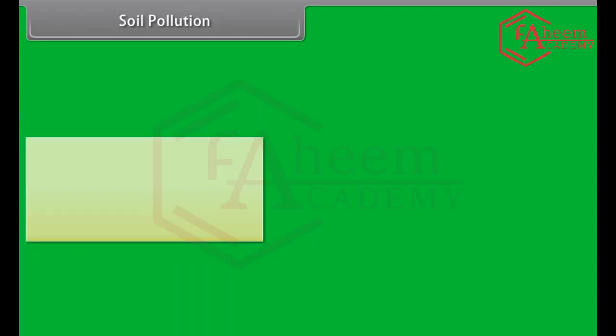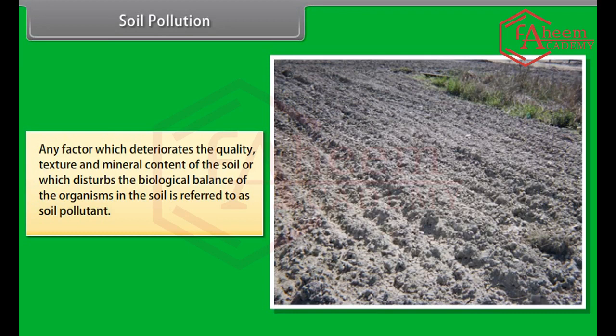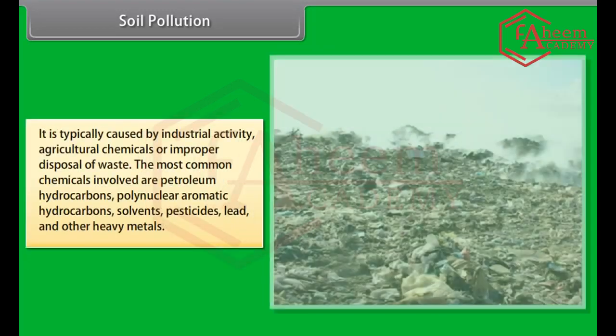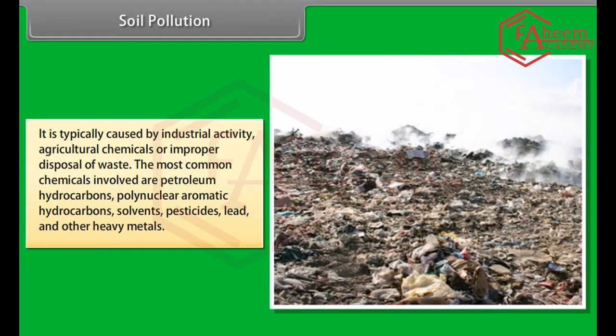Soil pollution. Any factor which deteriorates the quality, texture and mineral content of the soil or which disturbs the biological balance of the organisms in the soil is referred to as a soil pollutant. It is typically caused by industrial activity, agricultural chemicals, or improper disposal of waste. The most common chemicals involved are petroleum hydrocarbons, polynuclear aromatic hydrocarbons, solvents, pesticides, lead and other heavy metals.